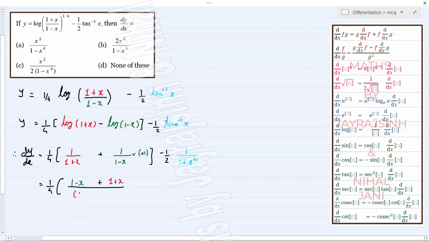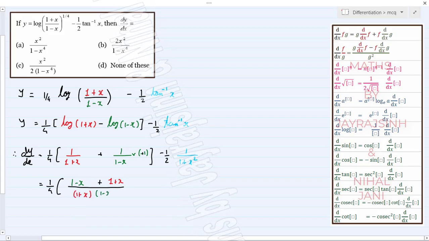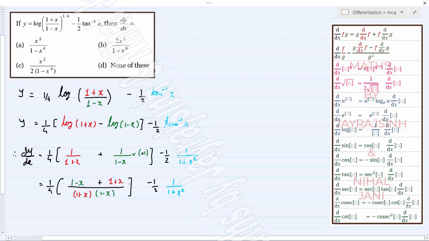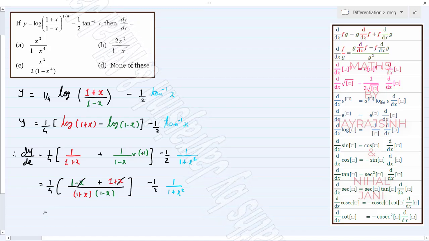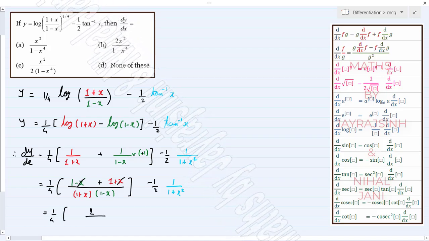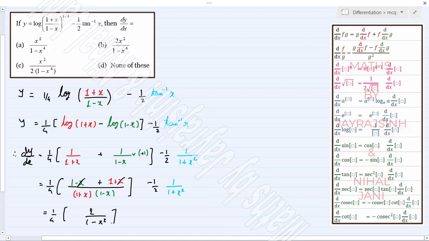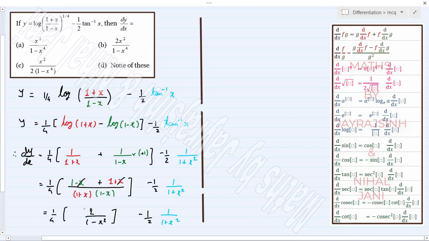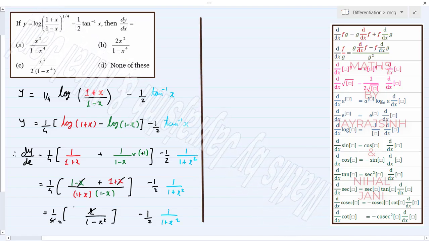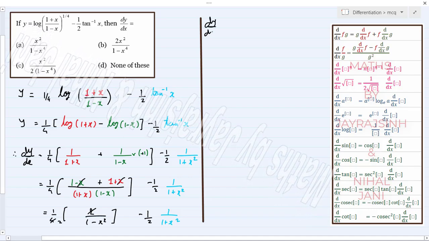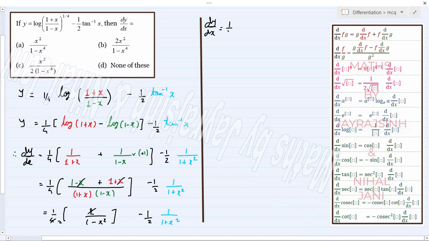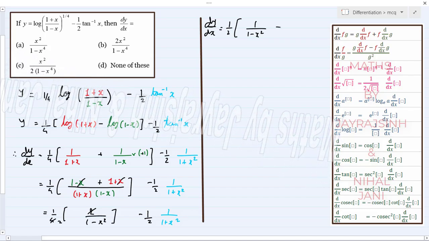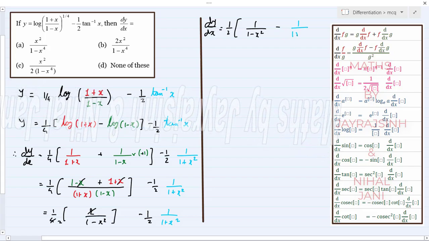and in the denominator, we have 1 plus x into 1 minus x, minus 1 by 2, 1 upon 1 plus x square. So here your x will cancel out. We will get 2 upon 1 minus x square, minus 1 by 2, 1 upon 1 plus x square. So here 2 2s are 4. So your dy by dx, we can take 1 by 2 common. So we will get 1 upon 1 minus x square minus 1 upon 1 plus x square.